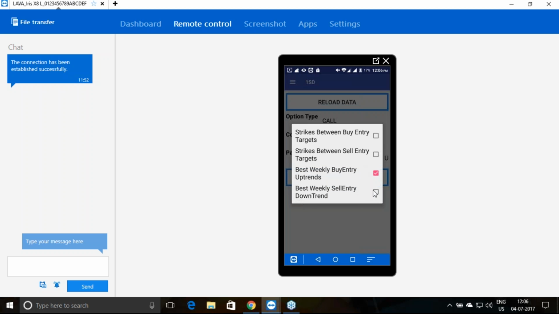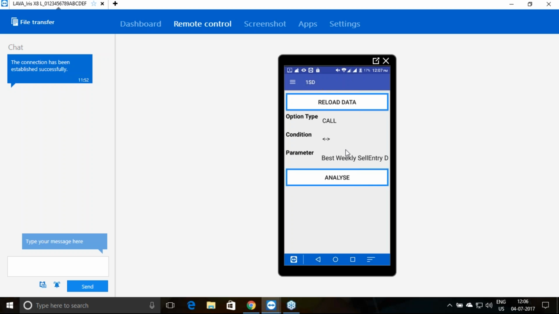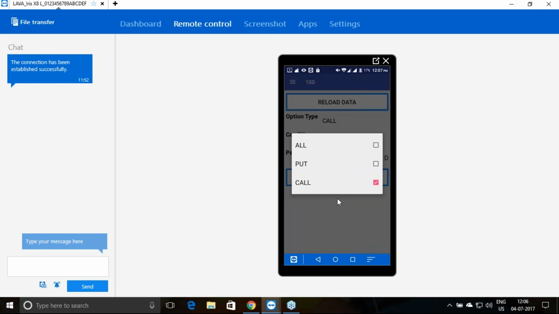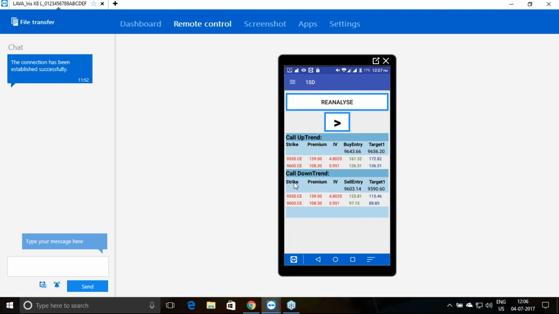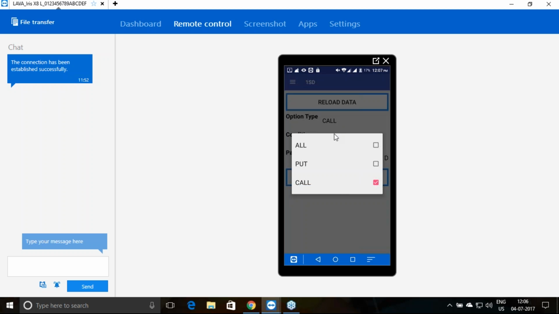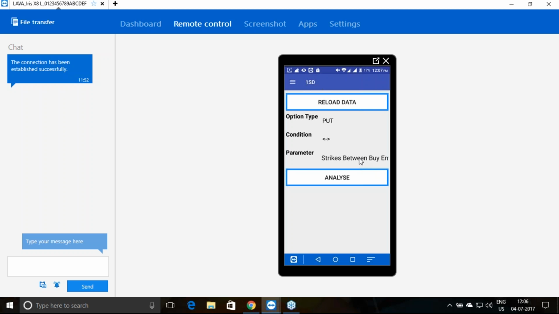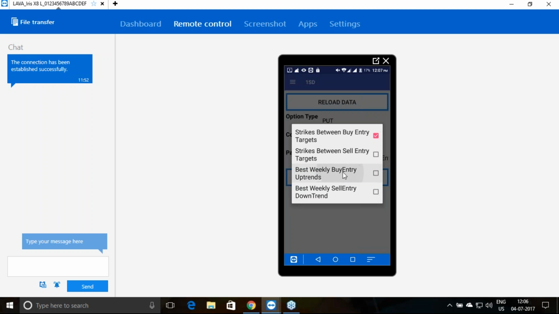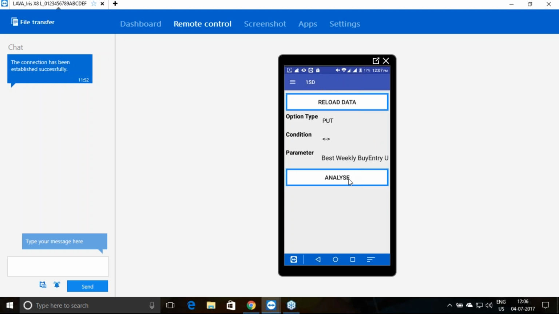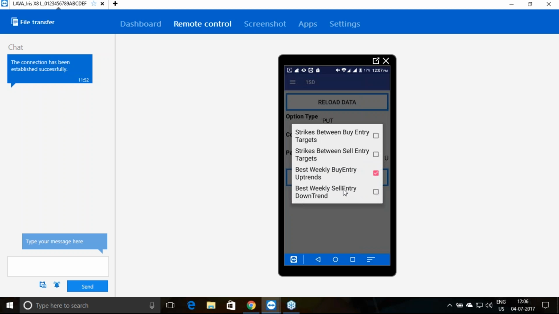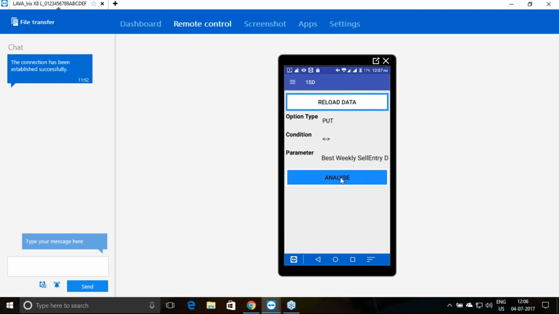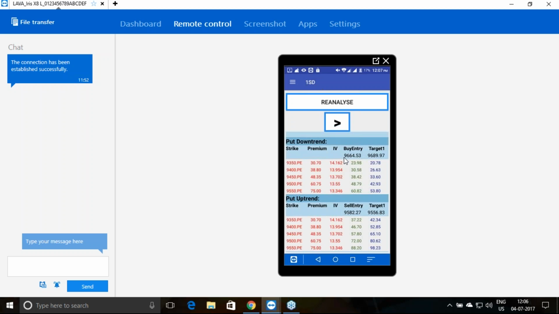Same way, the best weekly sell. Definitely this should be the call only. These are the strikes also I can think of selling in case of a downtrend. Same way, I can select a put option: put options to buy in case of an uptrend, and put options to sell in case of a downtrend. So these are the things also being given.